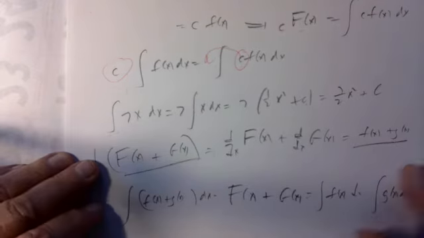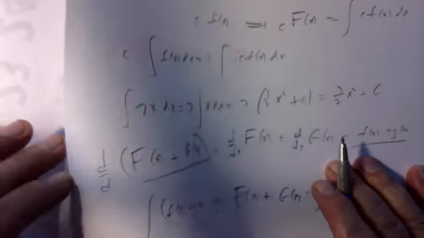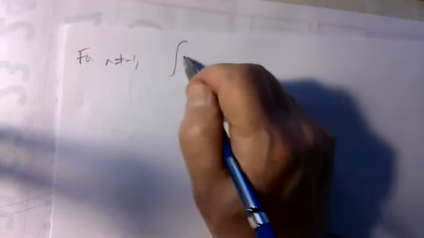So we have now the following basic rules for integrals, or for antiderivatives, again, that's always the same thing. Well, really three basic rules. So for n not equal to minus 1, the integral of x to the n dx is 1 over n plus 1 x to the n plus 1 plus a constant.